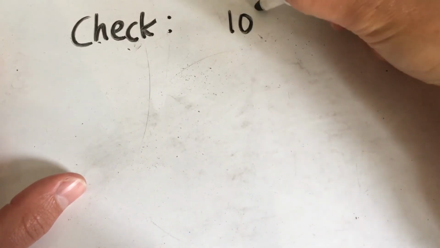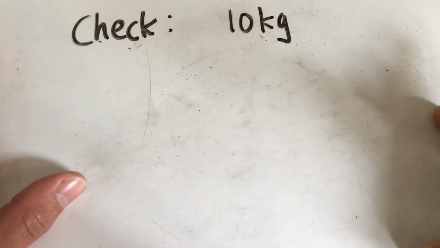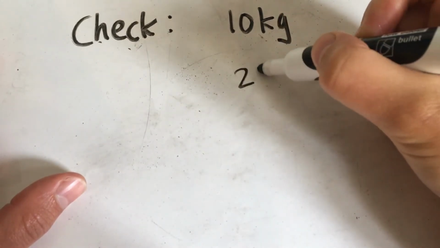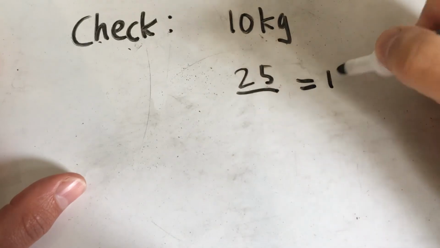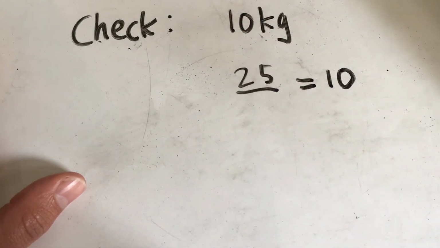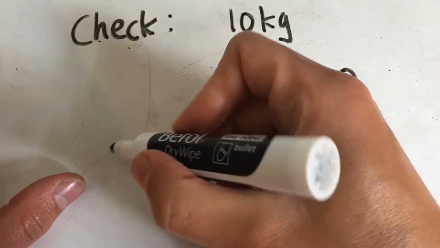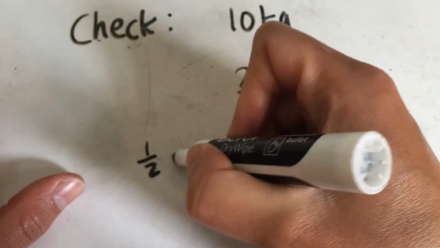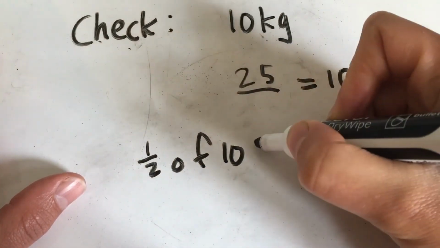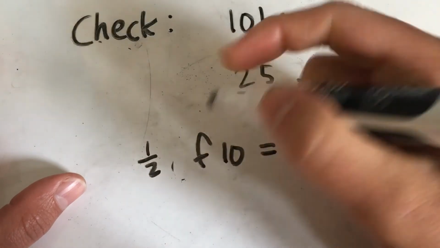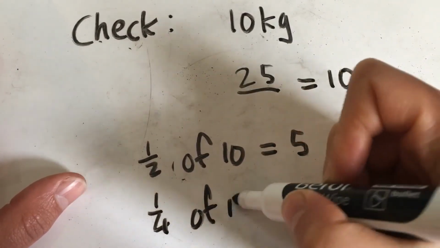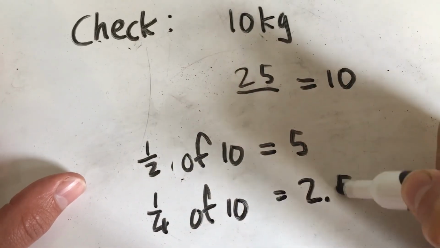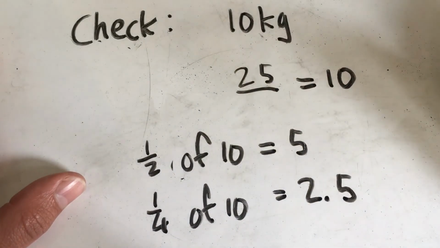Let's check the answer. I say the answer is 10 kilograms. If this is true, then 25 divided by a quarter of 10 equals 10. Well, a quarter of 10, let's work that out first. Half of 10 is 5. So a quarter of 10 is 2.5. That is half of a half.